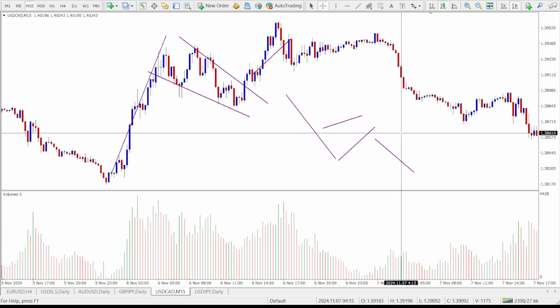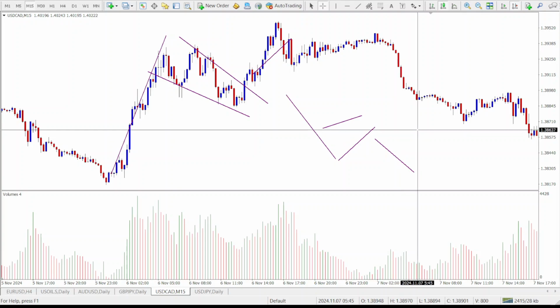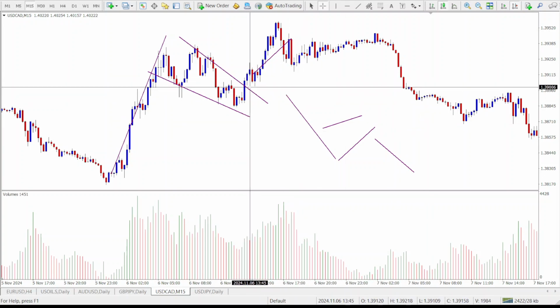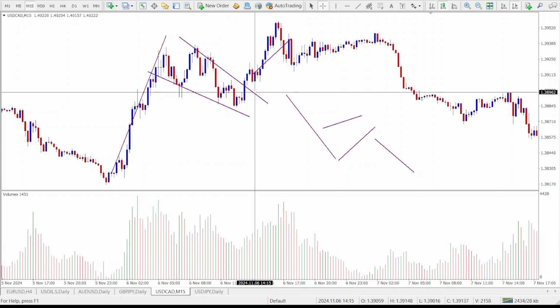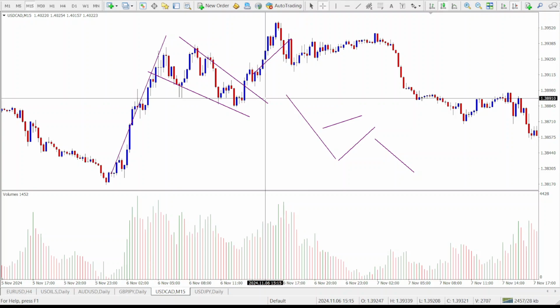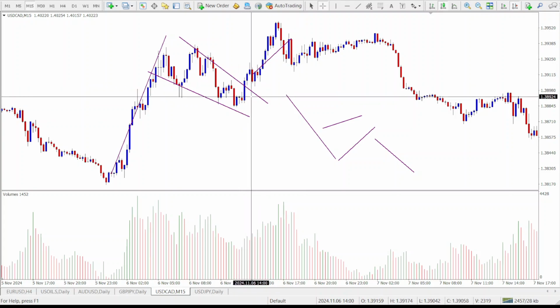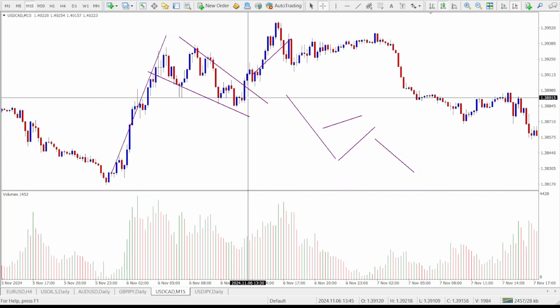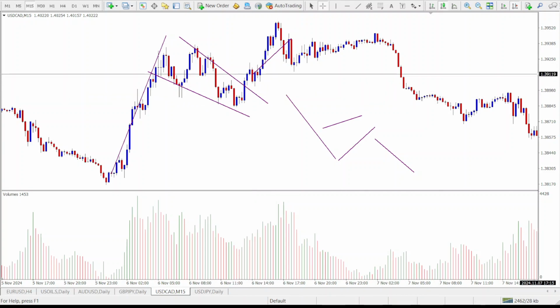Secondly, ignoring risk management. Scalping involves quick trades and the market can move against you fast. Always use tight stop losses and proper position sizing. For example, if we enter the buy after this breakout, a tight stop loss means the stop loss just below the breakout point. Below the breakout point is a valid place, because if that breakout is legit, the price is not supposed to get back into the consolidation again.